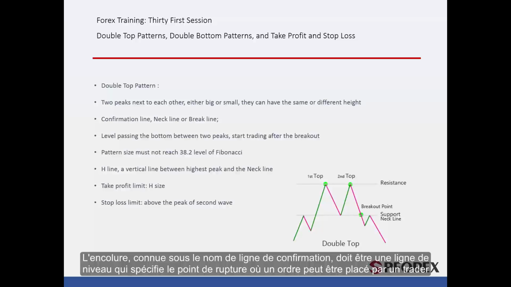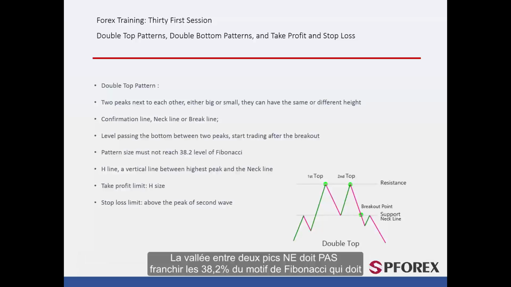Neckline, known as confirmation line, must be a level line that specifies the breakout point where an order can be placed by a trader. The valley between two peaks must not pass the 38.2% of the Fibonacci pattern, which should be drawn from the beginning point of the trend to the peak of the first wave.